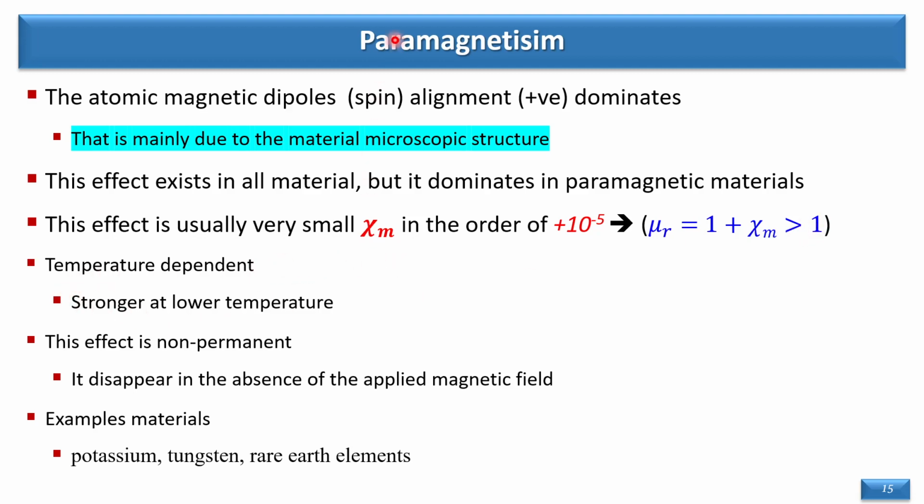Paramagnetism is also temperature dependent. It's stronger at lower temperature, because when you increase the temperature, the vibration of the electrons and its randomness increase, which will decrease the effect of spin alignment. This is a non-permanent effect. It will disappear after removing the applied field. Materials like potassium and tungsten are of this kind.